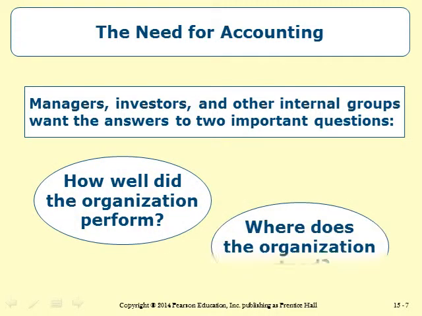So managers, investors, and other interest groups often want the answers to two important questions about an organization. How well did the organization perform for a given period? Where does the organization stand financially at a given point? Accountants answer these questions with three major financial statements: the income statement, which we've looked at before, the statement of cash flows, which we've talked about before, and these summarize two different aspects of performance over a period of time. And then the balance sheet, which shows the financial position at a point in time.